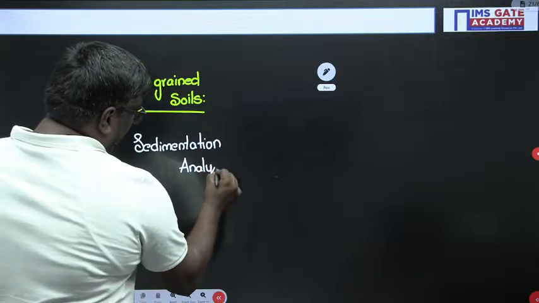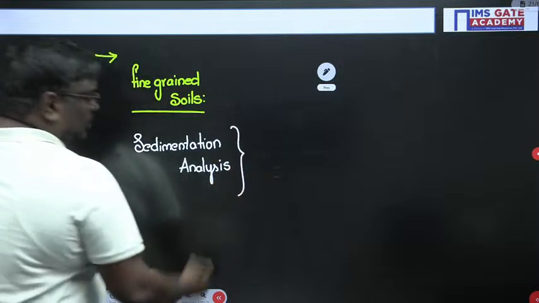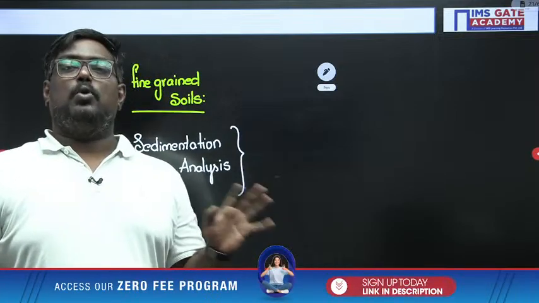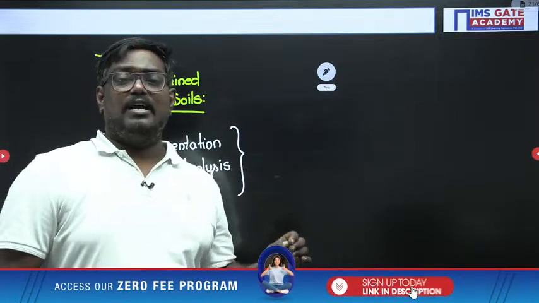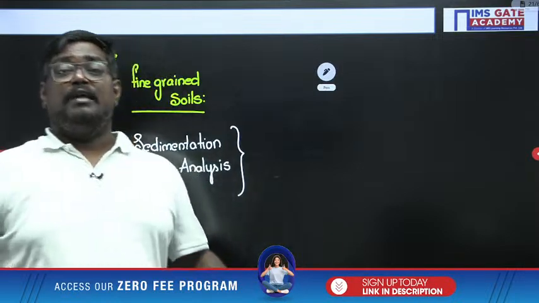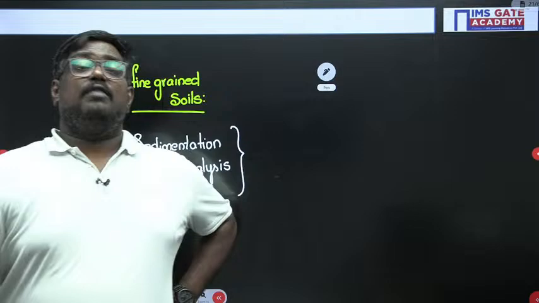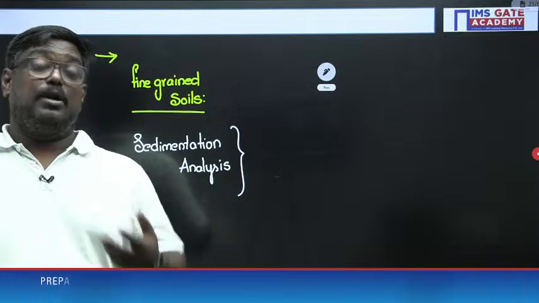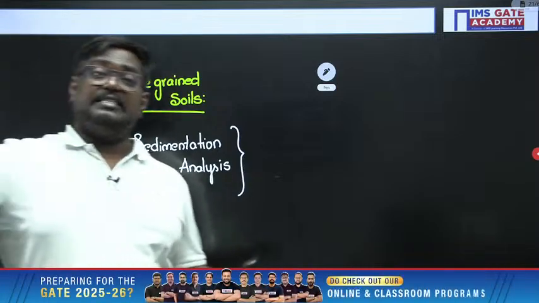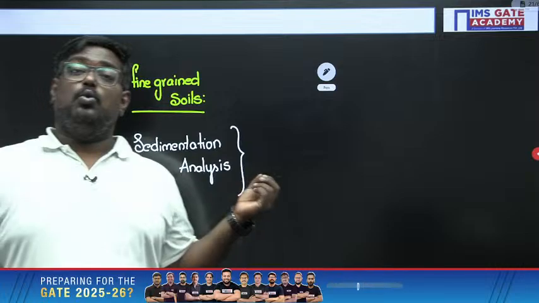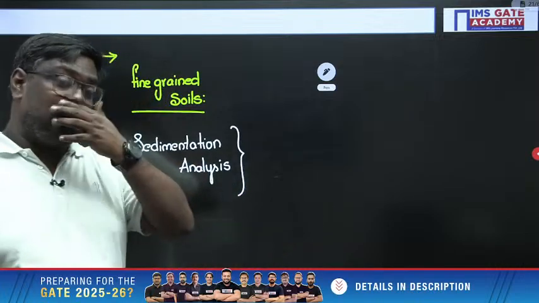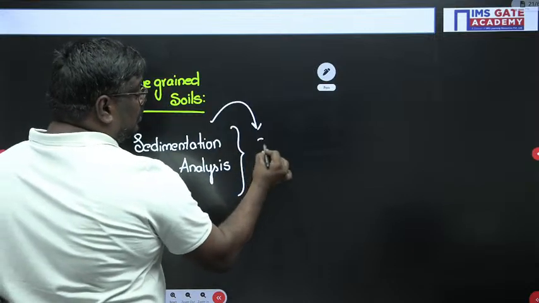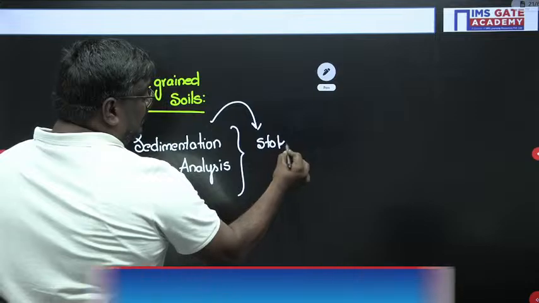And remember, sedimentation analysis is based on Stokes law. Stokes law is valid between 0.2 micron and 0.2 mm. Why? If it is more than 0.2 mm, turbulent flow will happen. If it is less than 0.2 micron, then Brownian movement will happen. So that is the reason it is applicable only for particles of sizes ranging from 0.2 micron to 0.2 mm. Sedimentation analysis is based on Stokes law.